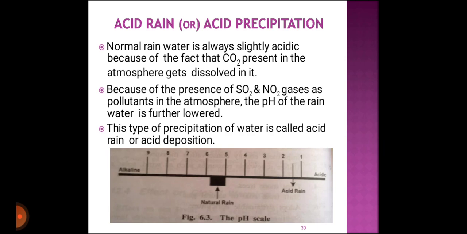In acid rain, the pH level is 4 to 7, so it is slightly acidic in nature. This type of precipitation of water is called acid rain or acid deposition. So here I have given the pH scale value.